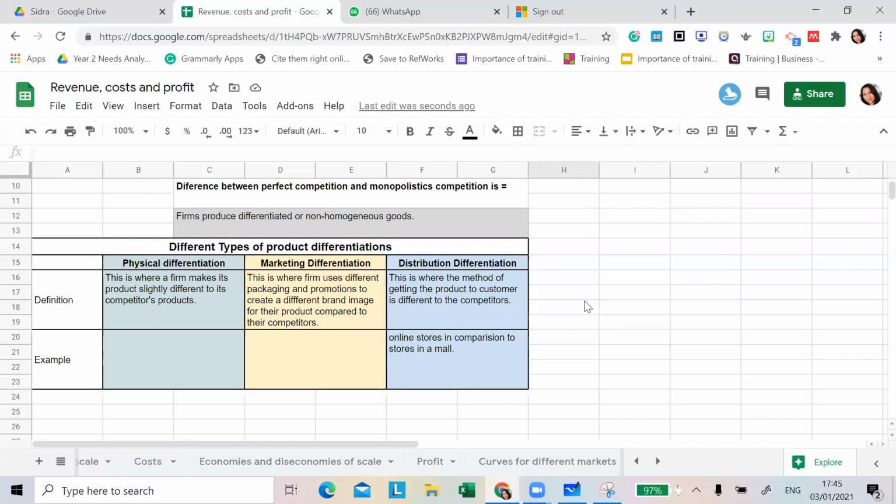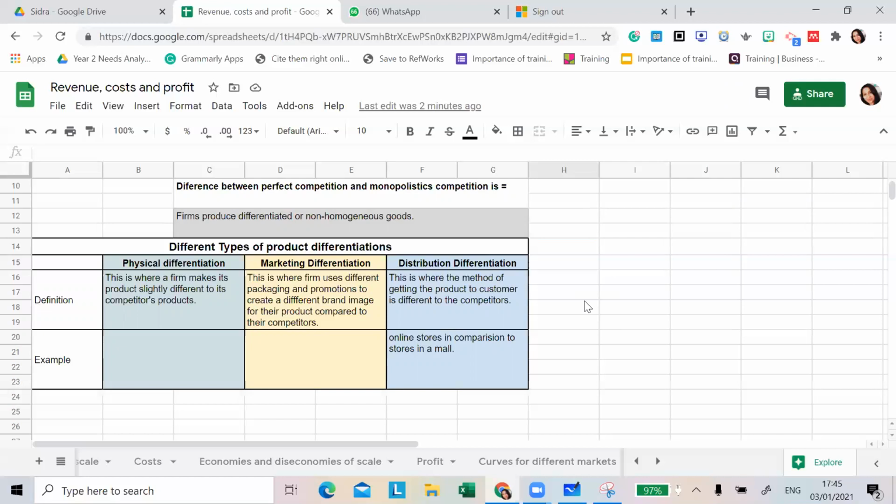This is where a firm makes its product slightly different to its competitor's product. So there's a small change. Now, if you take the chocolate industry, you can see the flavors are a bit different from each other, right? It's not the same. There are differences between a Kit Kat and Mars chocolates. There's a slight difference. So they're making a small difference in the product itself, which is called physical differentiation.